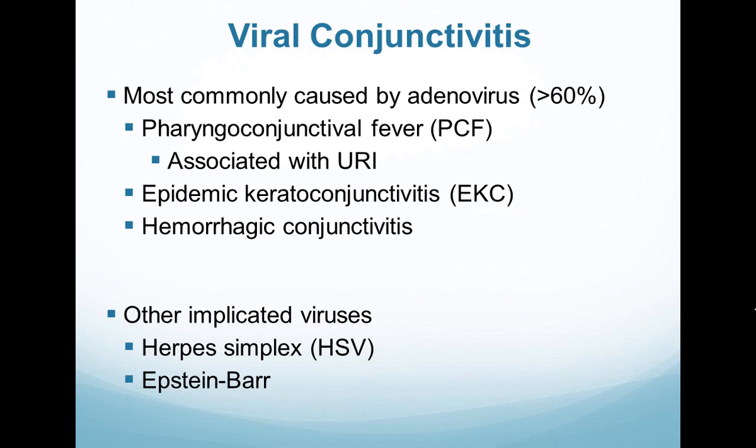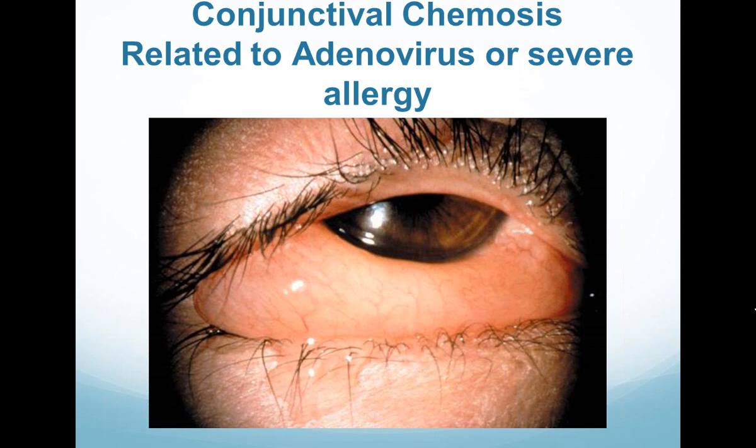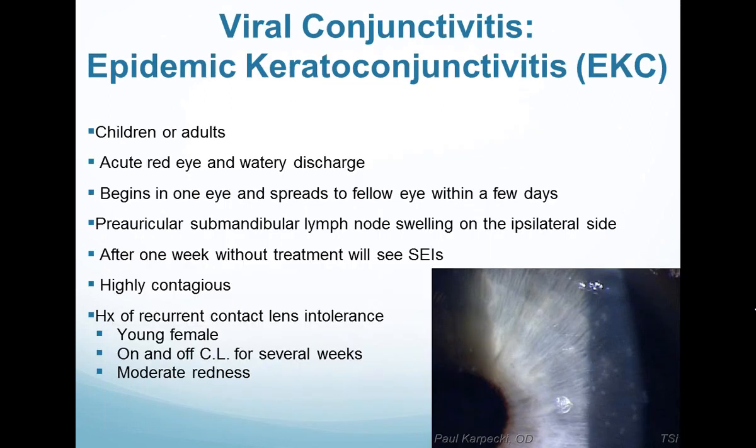And then hemorrhagic conjunctivitis, which typically, as its name says, has subconjunctival hemorrhages. Other implicated viruses in the viral world include herpes simplex and Epstein-Barr. Now, HSV we'll talk about because, although rare, it does show up in our offices in children, the primary form, which is the conjunctivitis. The secondary forms, that is, they go dormant.